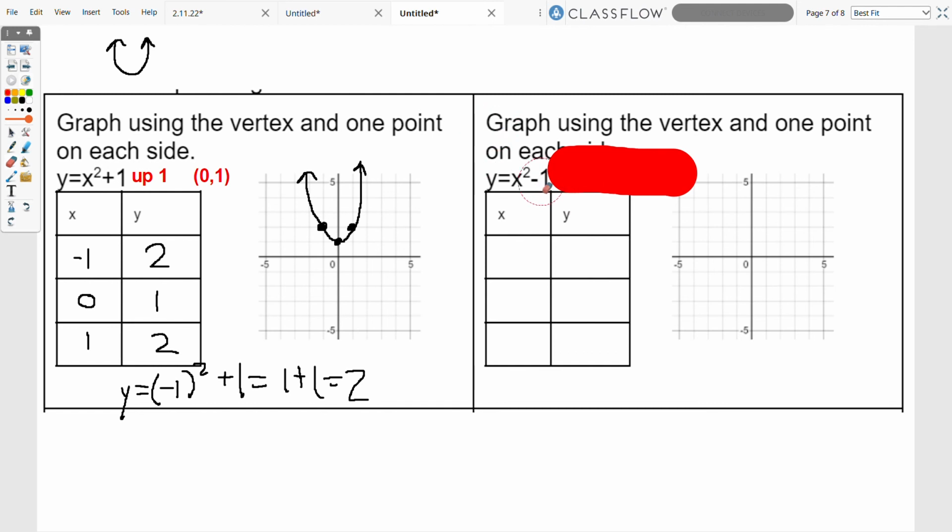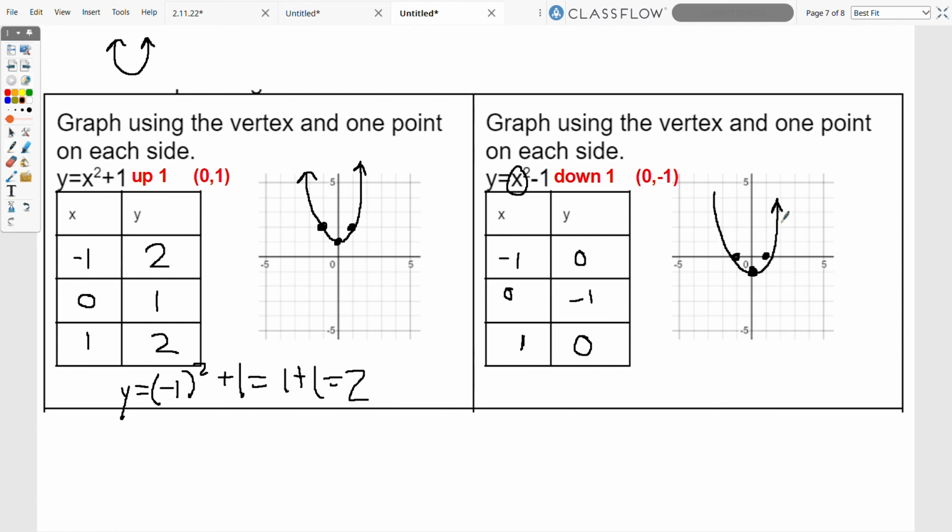So when we have y equals x squared minus 1, that is going to move the vertex down 1 to 0, negative 1. So that's our vertex here, and once again, we plot 1 point on each side. The numbers next to x are negative 1 and 1. We plug those in. Negative 1 squared minus 1 is 0. We plug in the 1 into the x. 1 squared minus 1 is also 0. There are the 2 points. There is our parabola.